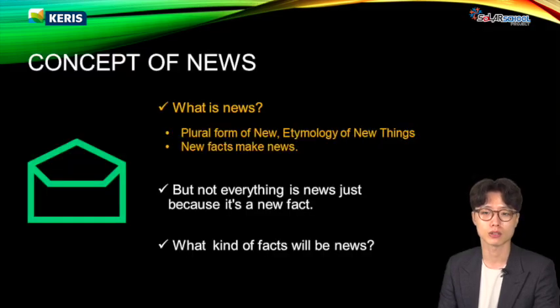There are various myths about the etymology of the news, but the most likely myth is that it originated from new things, the plural form of new. In other words, news means new facts. But not everything can be news just because it's a new fact. For example, it's a new fact that I'm meeting you today, but it won't be on the news this evening. But the news will tell us that Apple has launched a new phone model or that the war has stopped somewhere in the world. So what kind of facts will be news?